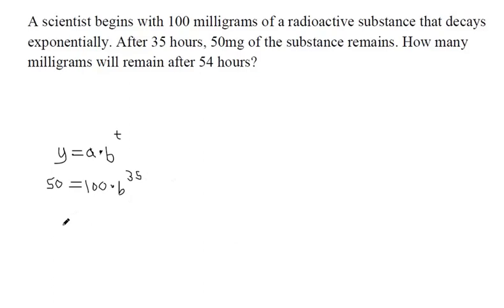Okay, so you can divide 100 from both sides. I'll type it out because it's a little quicker. So divide 50 by 100, you get 0.5. And then in order to get B by itself, we have to get rid of that exponent of 35. So we could use a rational exponent. We could raise both sides to the power of 1 over 35.